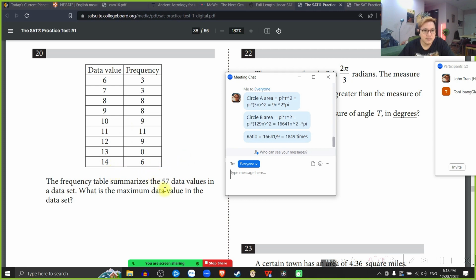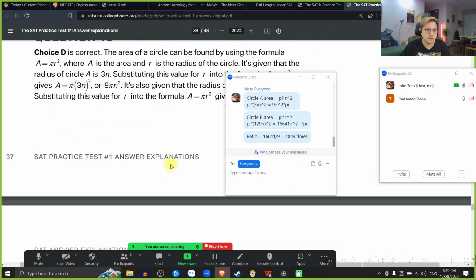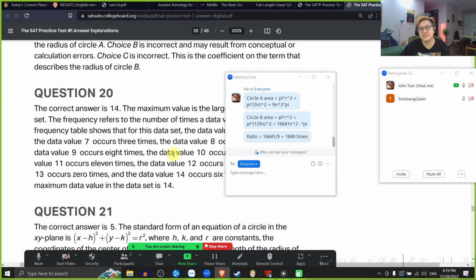So what is the maximum data value in the dataset? It asks which number is the maximum in this dataset. Try it. It only asks for the largest number in the dataset. So what would it be? The answer is very simple. The correct answer is 14.